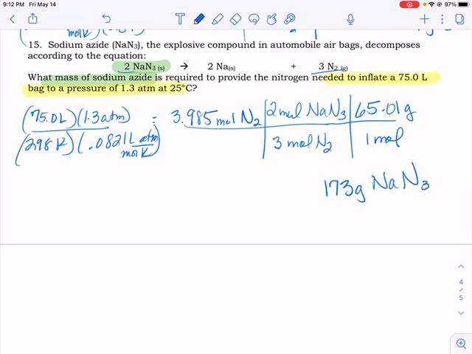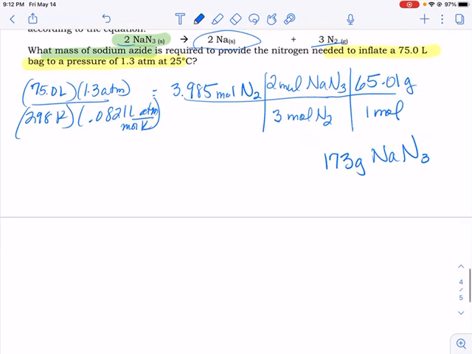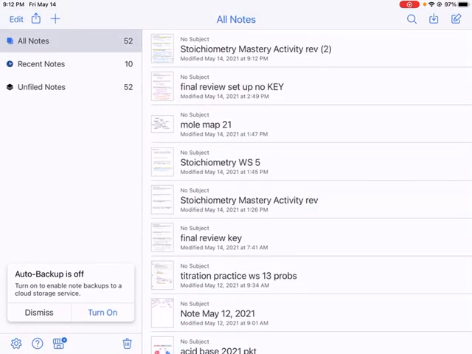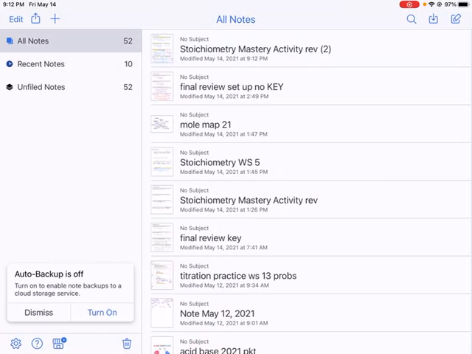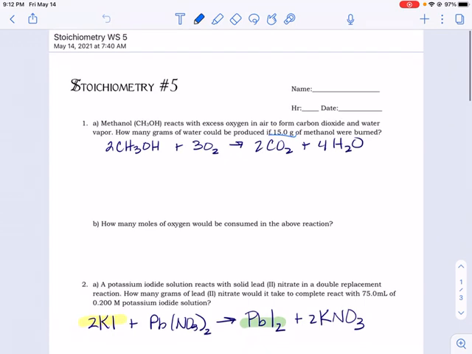Now, just a note, look at what it's producing. It's producing sodium, which reacts with water and burns, creates hot hydrogen gas. So that is kind of a nasty byproduct of airbags, but they have a way to fix that nowadays. All right. Did I not have any more on that page? No. So let's go on to stoichiometry worksheet number 5.